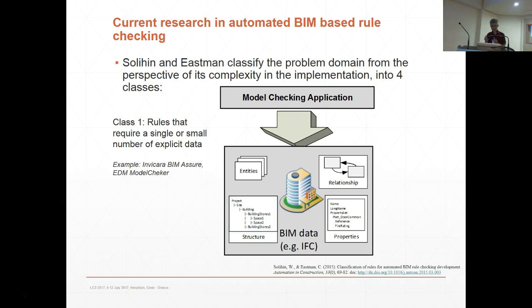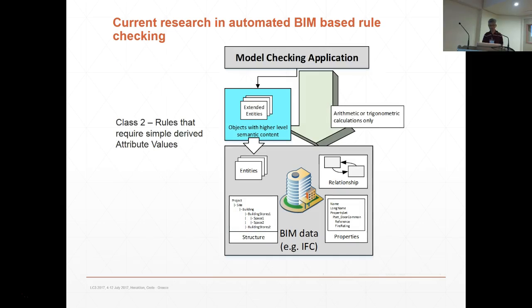So we came up with four classes of the systems or the complexities. The first one deals with explicit data. We focus on IFC, which is anything that you can find in the IFC model: the objects, the relationships, the properties, attributes, and so on. But then that only covers a certain scope of problems. We have other scopes that get more complex in terms of implementation.